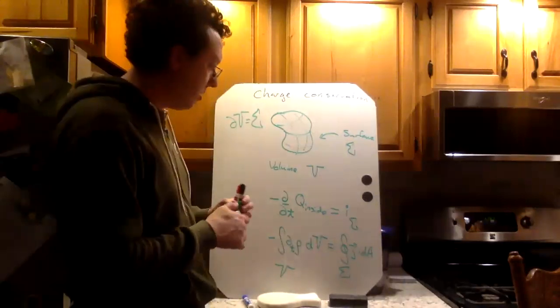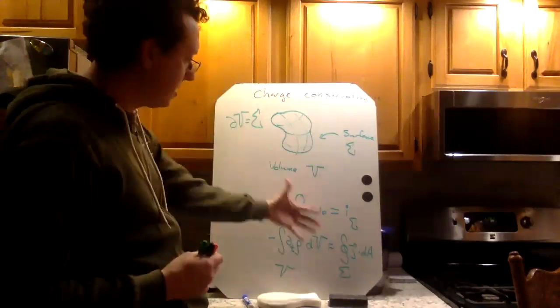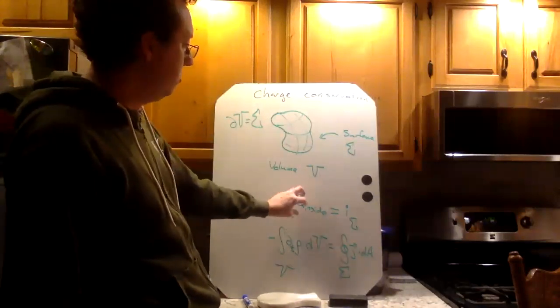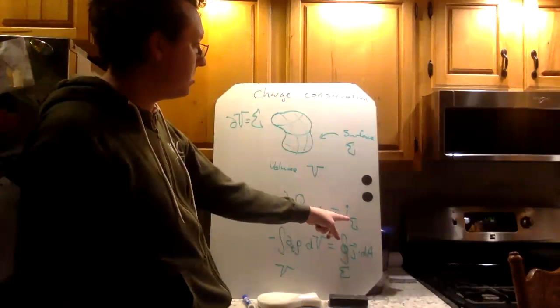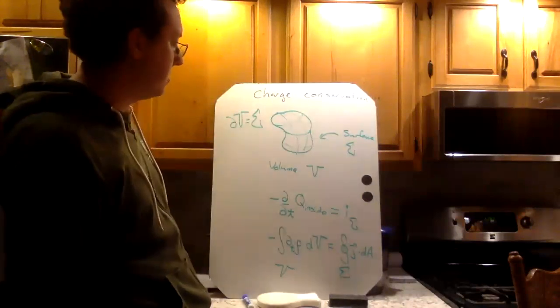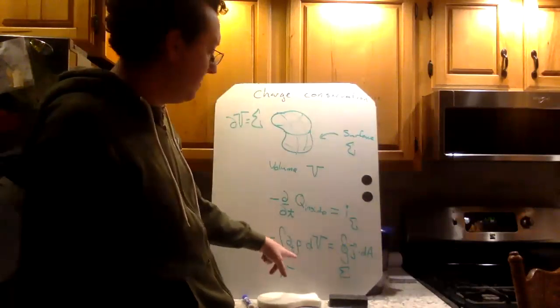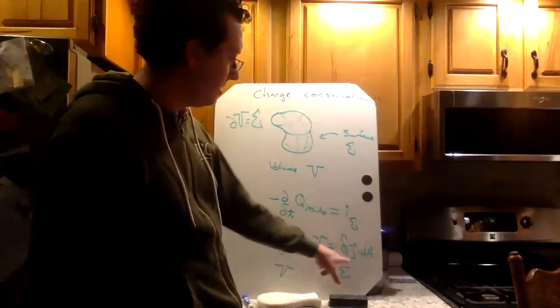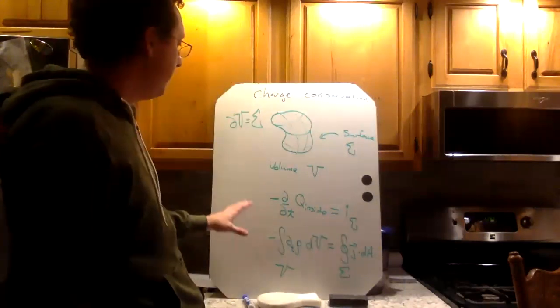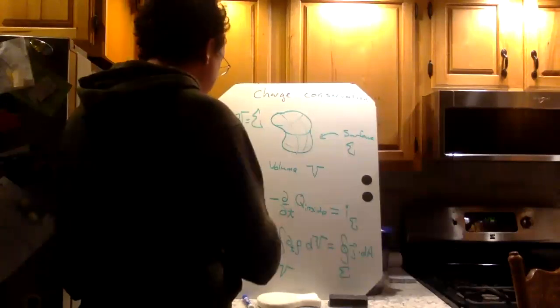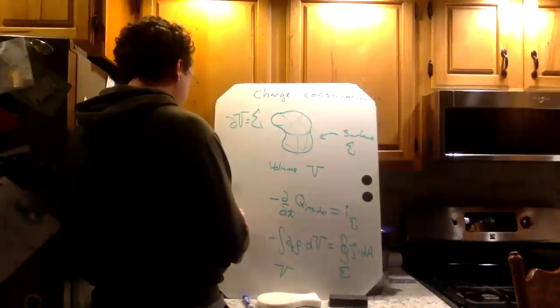This is the statement of charge conservation in this language. It says that what you lose on the inside has to match the stuff that went through the surface. And then I've just rewritten it in terms of charge density and current density. This equation, as written, is called the continuity equation.